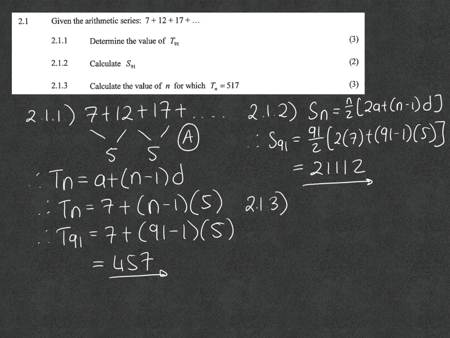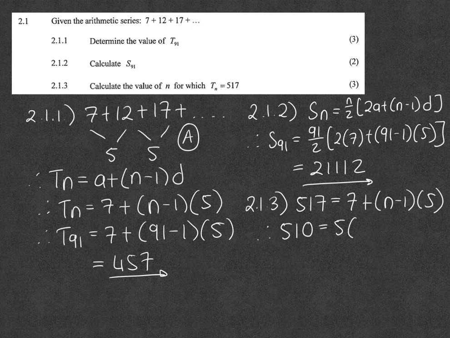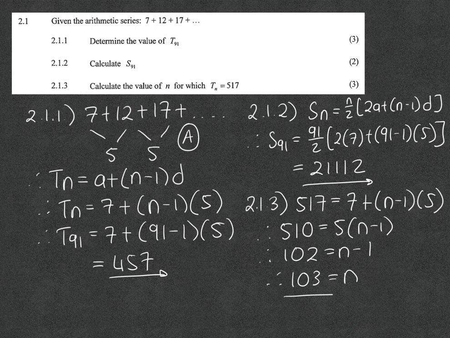Okay, fantastic. 2.1.3, calculate the value of n for which T of n equals 517. Now this is a matter of making 517 our T of n and substituting it into our general rule. So 7 plus n minus 1 times 5. And we're just solving for n here, guys. So that's going to be, take the 7 over, so 510 equals 5, open bracket, n minus 1, close bracket. Divided by 5, that is going to give me 102 equals n minus 1, therefore 103 equals n. Okay, just a lot of algebra. And that is 2.1 finished.